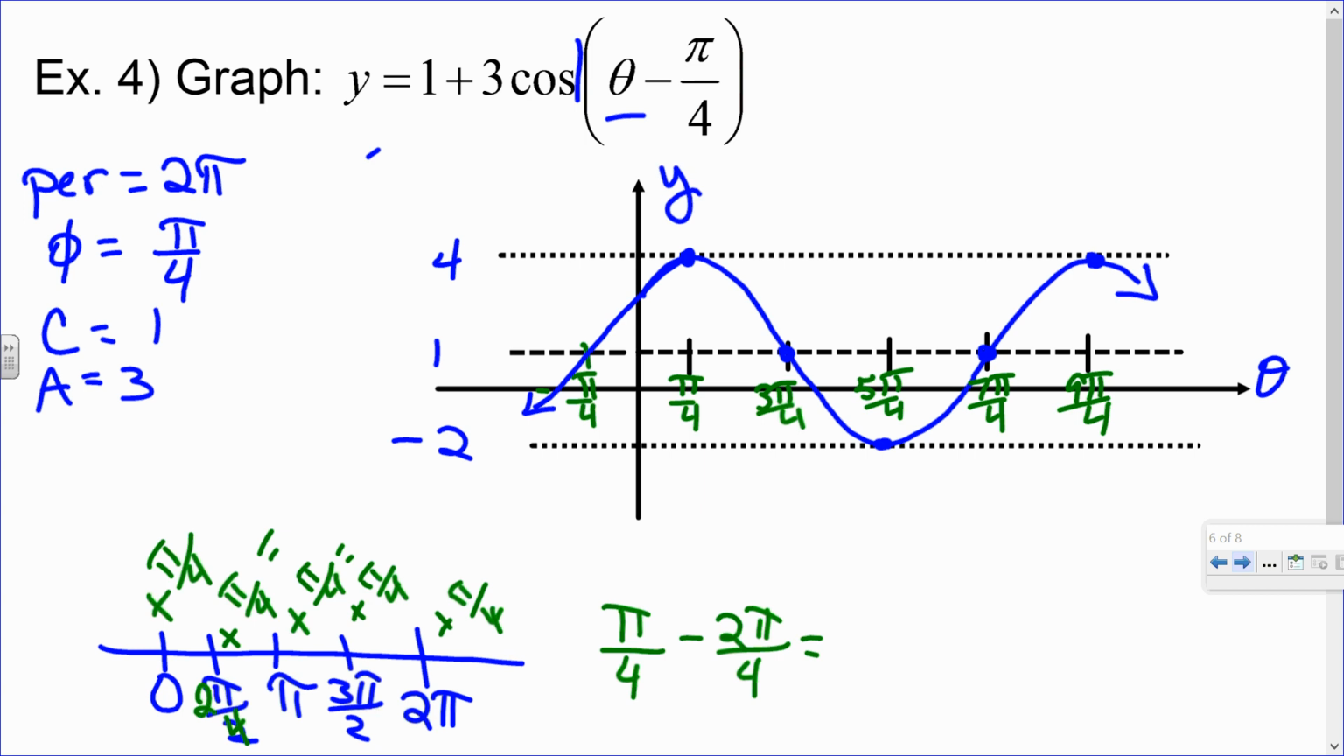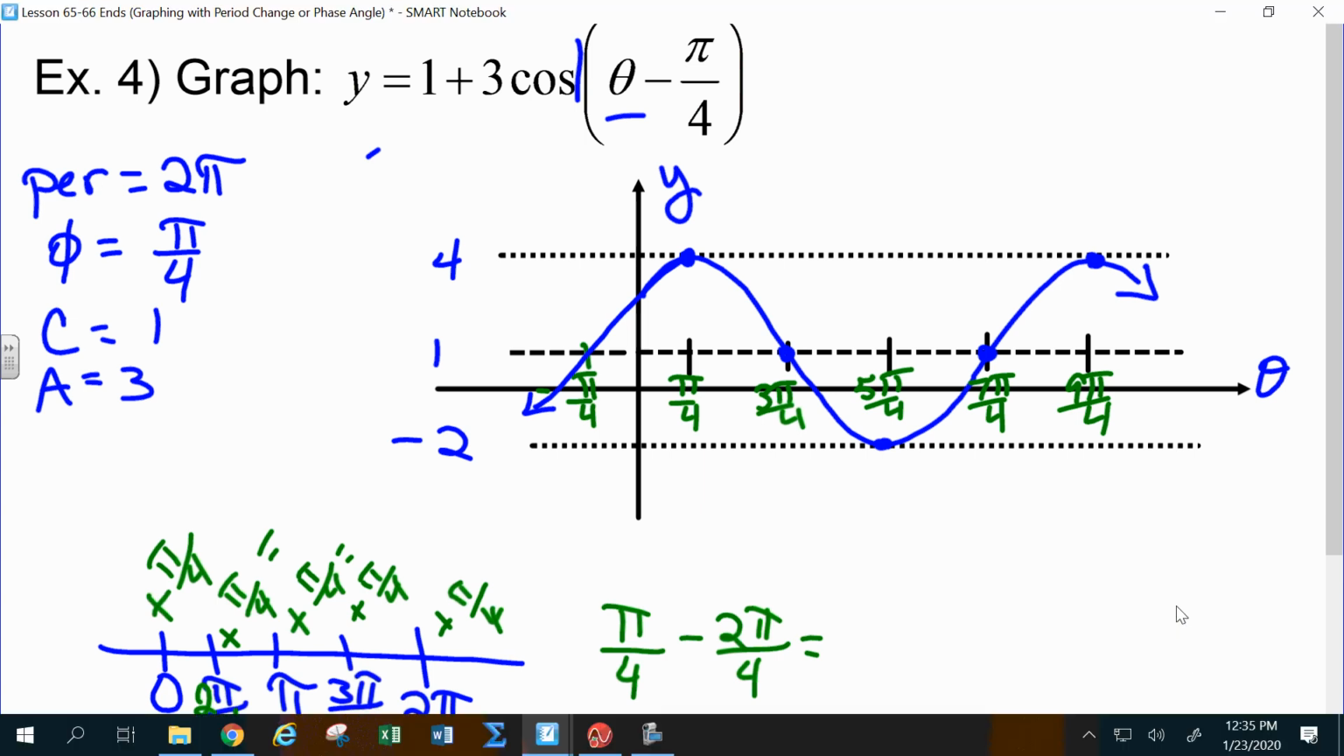And double check. Do I have both axes labeled? Max, min, center line. Angles labeled. Curve drawn with arrows on both ends. So I think we have finished that one, unless anybody has questions.